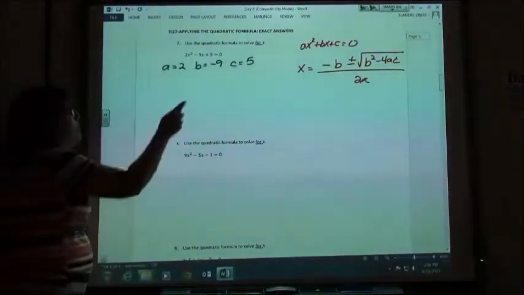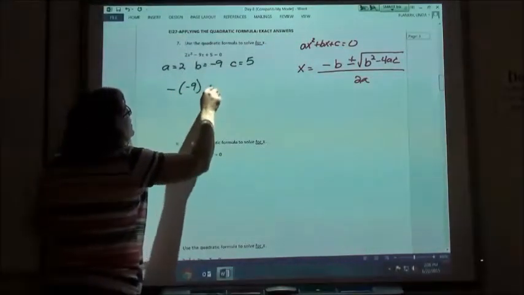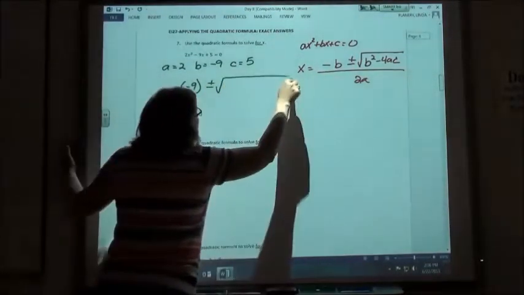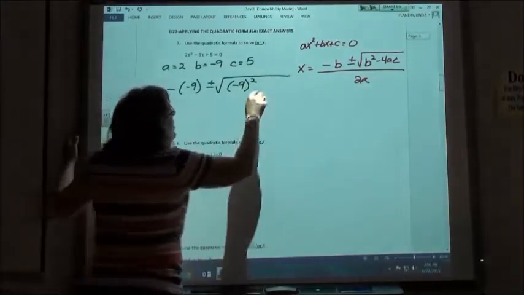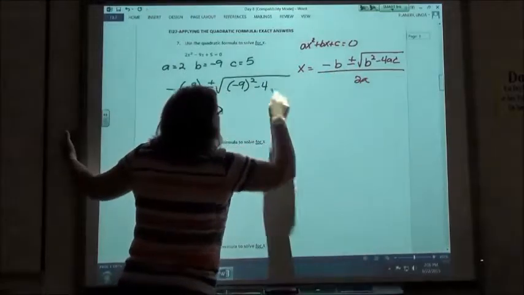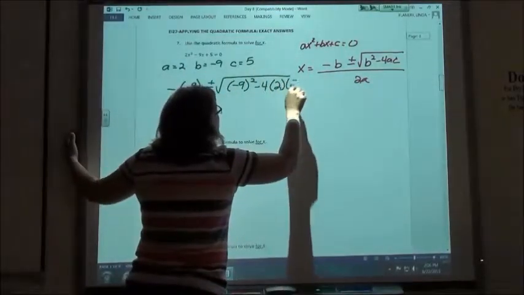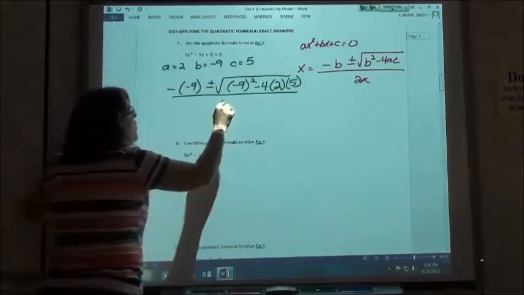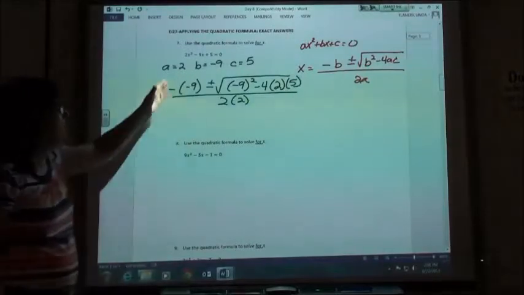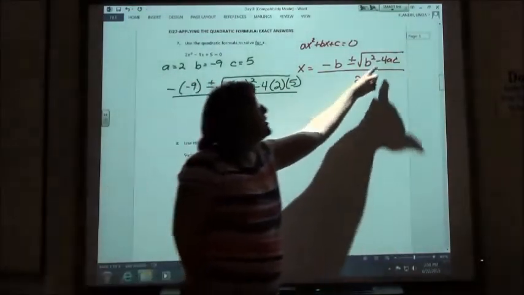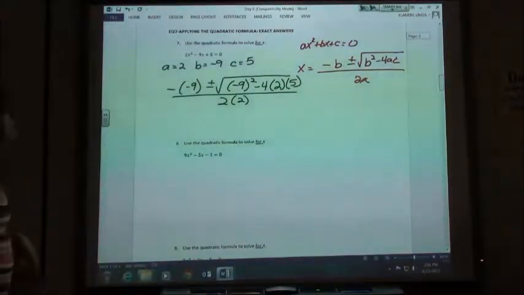So in my quadratic formula I have minus the b value, which is negative 9, plus or minus the square root of the b value, which is negative 9 squared, minus the number 4, times the a value, which is 2, times the c value, which is 5, all over 2 times the a value, which is 2. So I filled in my a, b's, and c's. Notice I do have a 4 and a 2 that's always going to be in my formula. And now I want to simplify.